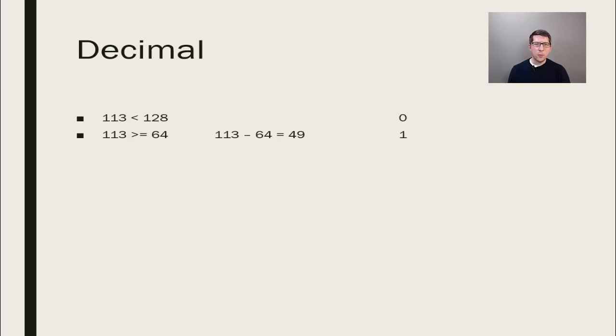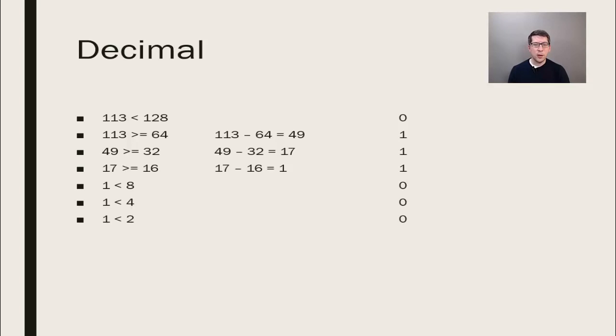64 is the largest power of 2 less than 113. Subtracting that gives us 49. 32 is less than 49, which now leaves us with 17. 16 is less than 17, which leaves us with 1. From here we place zeros for 8, 4, and 2, and then finish with a 1. The final binary number is 1110001.